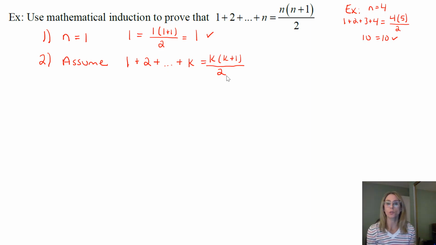Our job is to show that it's true for what happens when you put in k plus 1. So that's just the next value. Whatever k is, we don't know. But if we can show that it's true for k plus 1, then we've shown that what we're trying to show is true by mathematical induction. So now we assume that it's true for some value k.